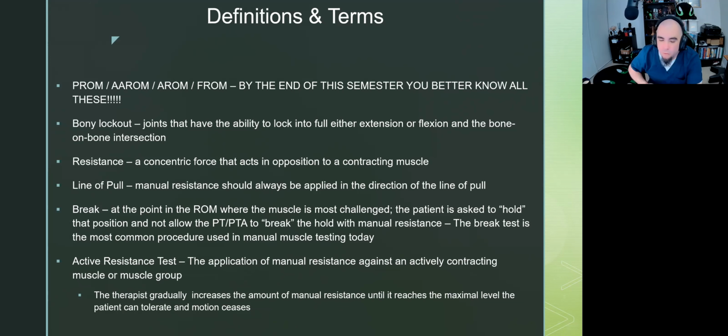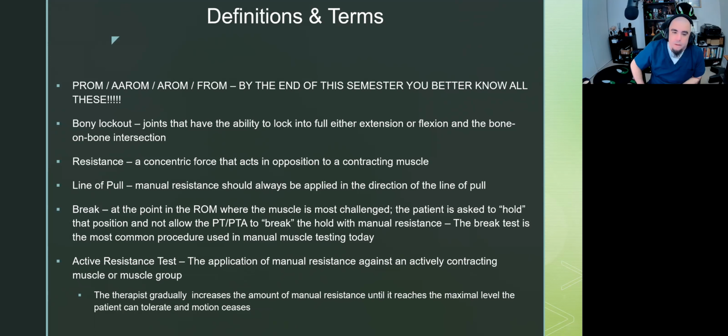Line of pull, when we are providing manual resistance. So when we're physically doing manual resistance against a motion, we want to make sure that our manual resistance is in the line of pull of the muscle. So if I'm doing something against the bicep, I want to make sure that my resistance runs vertically with that bicep. We wouldn't want to push this way when we're trying to contract the bicep because that's not the line of pull of the muscle. So you've got to go with the line of pull.